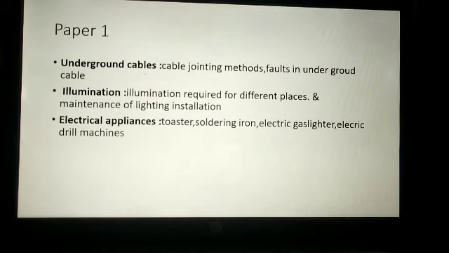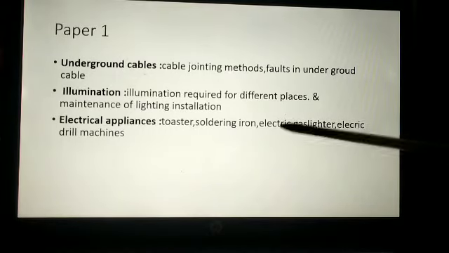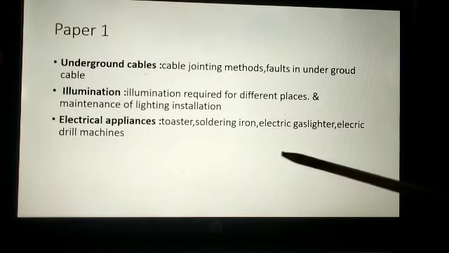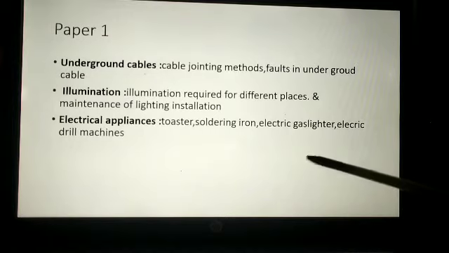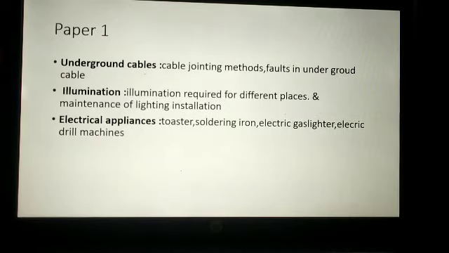Now from the last chapter of paper 1, that is electrical appliances: toaster, soldering iron, electric gas lighter, electric drill machine. So these are the parts that are removed in this chapter. We have to know the construction and working of each, but these 1, 2, 3, 4 are removed, reduced from your syllabus.